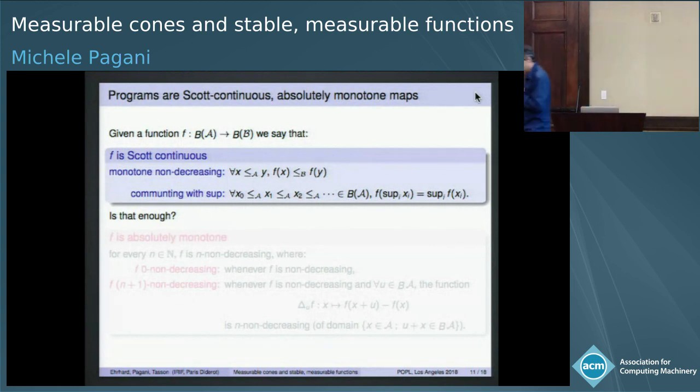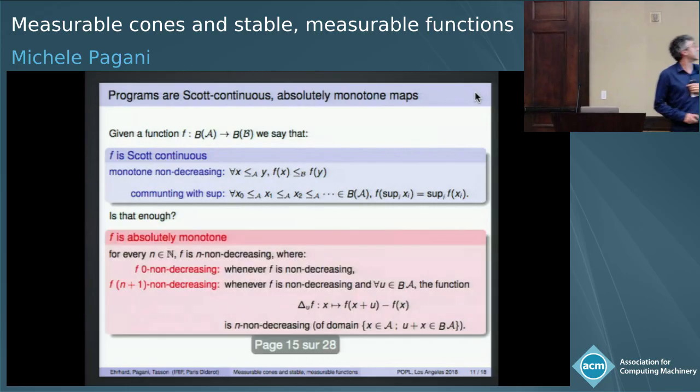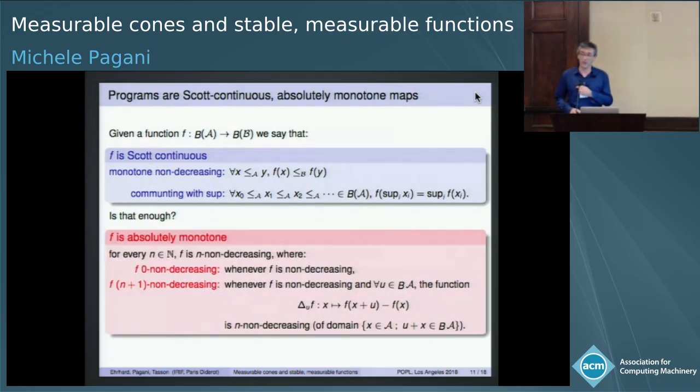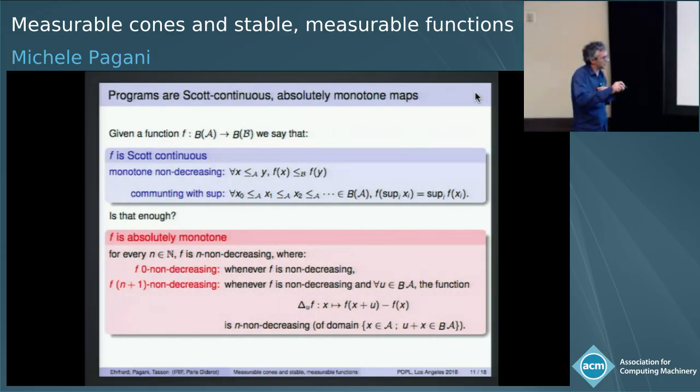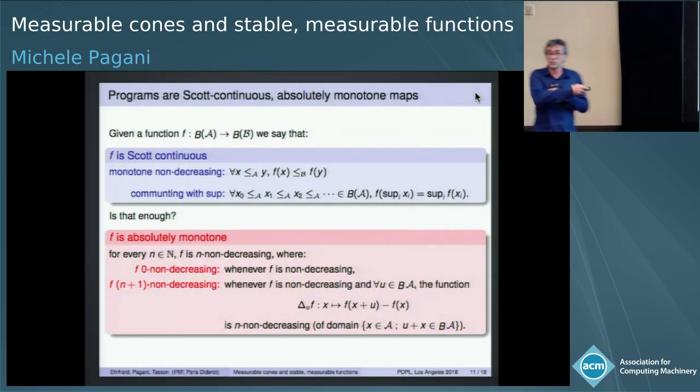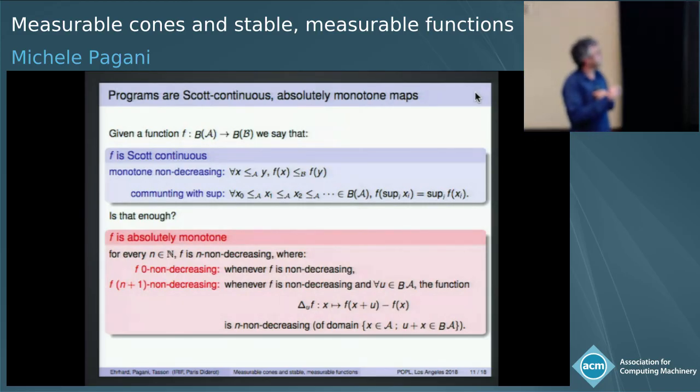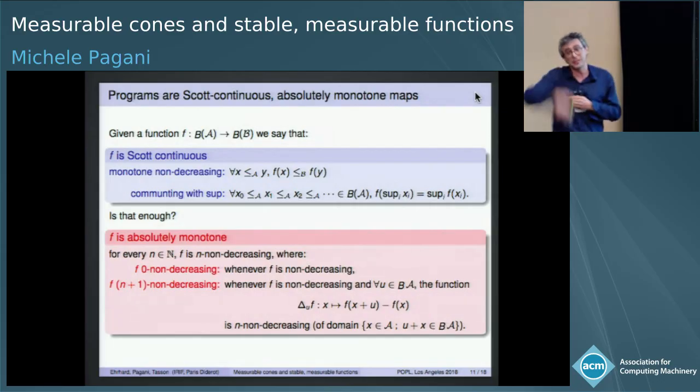And the nice surprise that we had is that this further condition is a standard one in mathematics, which takes the name of absolute monotonicity. A function f between cones is absolutely monotone if not just the function is non-decreasing, as asked by Scott, but also every difference that you can write from that function by fixing a point u in the domain is non-decreasing. And iteratively, every other difference that you can write from this difference by fixing a further element u prime in the domain is also non-decreasing. So this is an iterative notion. We say that a function is absolutely monotone if every n-th difference is non-decreasing.